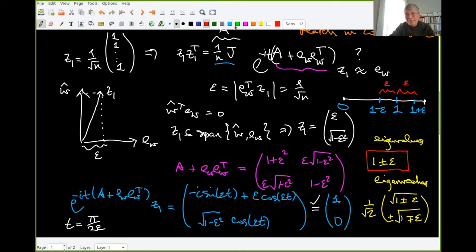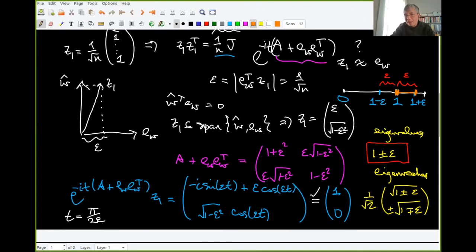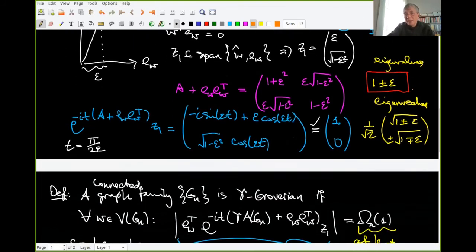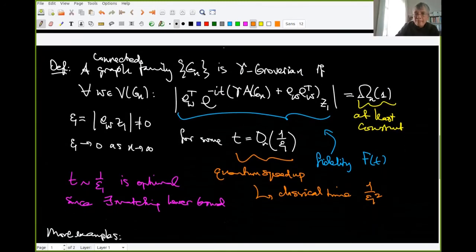I'll come back to this sort of picture, because what I'd like to show you soon is that the gap between the first perturbed eigenvalue and the old principal eigenvalue must be epsilon for spatial search, well, for reverse mixing to work. So this gap here is necessary, and that's something I would like to show in the remaining part of the talk. A necessary condition for a graph to be this gamma Groverian is that the gap has to be proportional to epsilon 1.